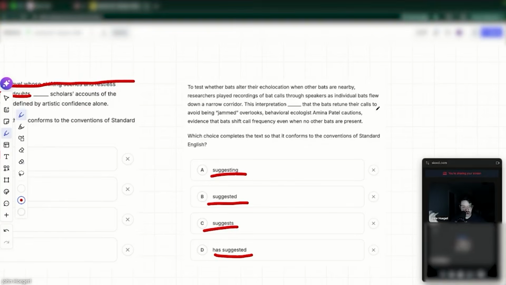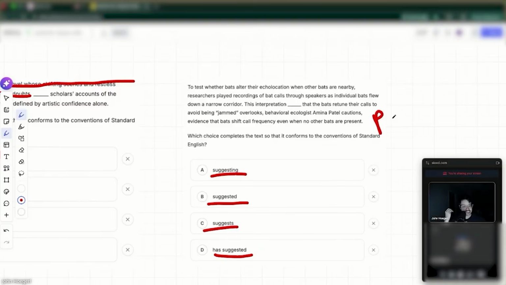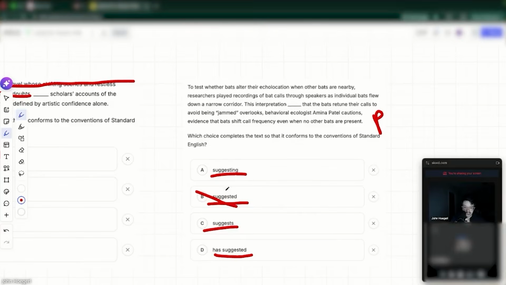So it looks here like it's something that's happening in the present tense. I don't see anything that says it must be happening in the past. I don't see anything that says it must be happening in the future. So with that information, we know for sure that it can't be B at least. And I guess it could be D though, because that has some present elements here with the has. Okay, so can't be B here.